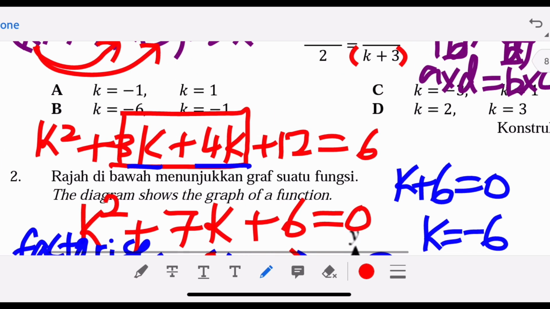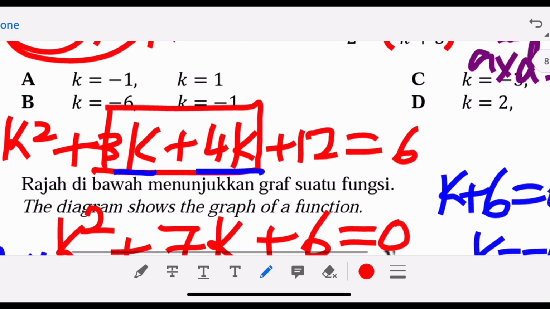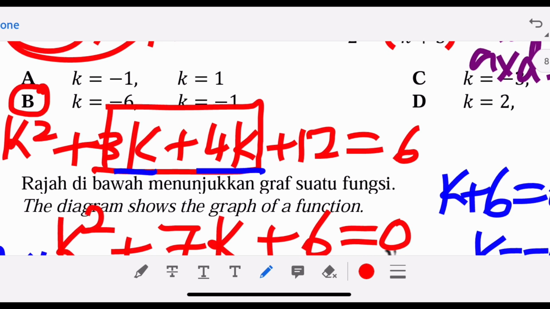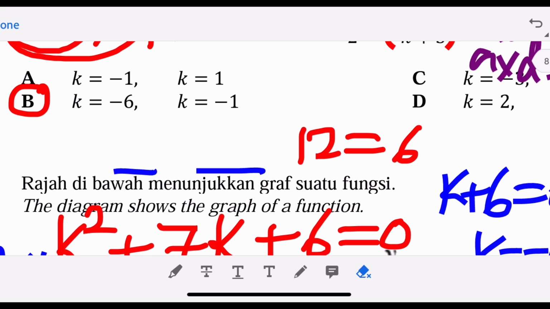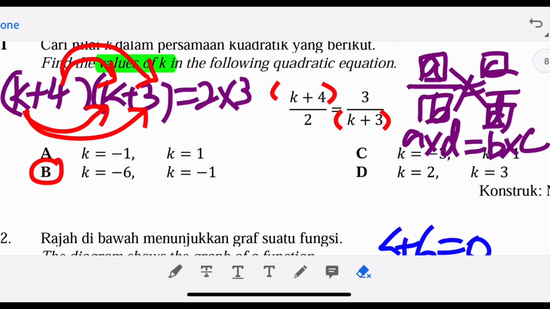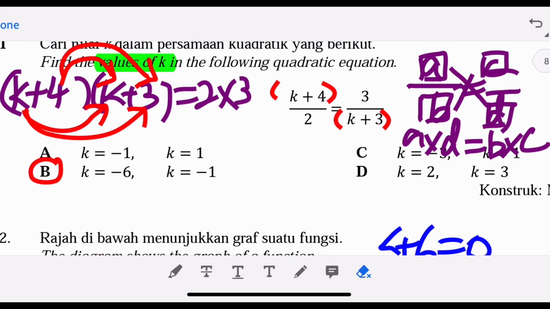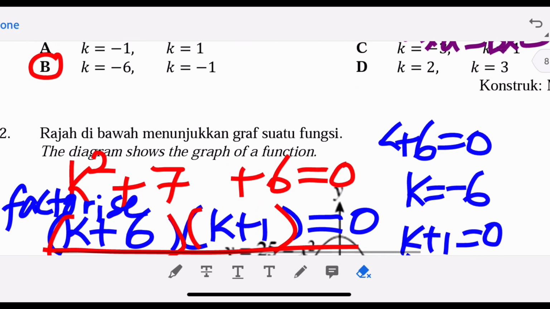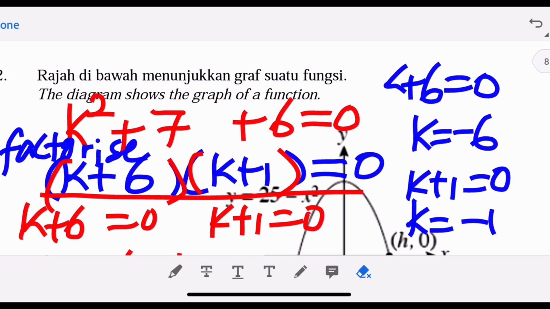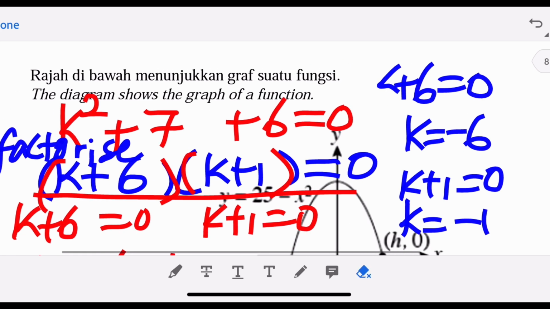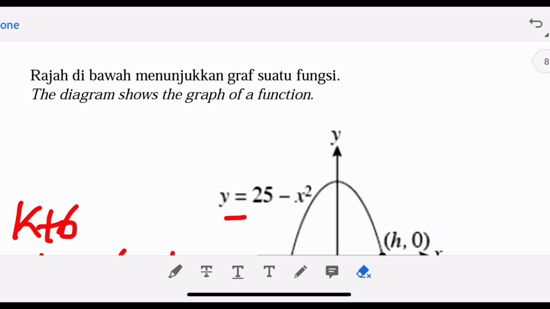So where is the answer? Negative 6 and negative 1. So of course this is the answer, right? Okay, so the answer is B for question number 1. Easy? Okay, so I have discussed one question for quadratic function. Now I want to proceed to the next one, which is question number 2.